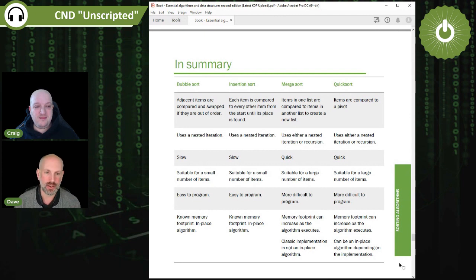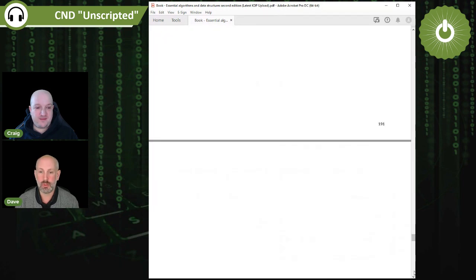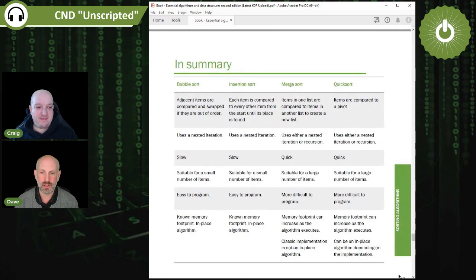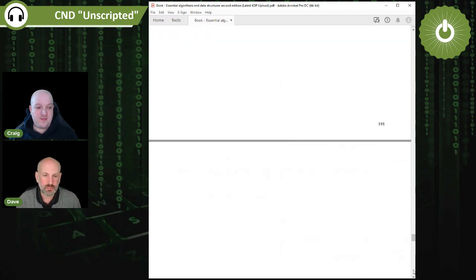But of course, it does make some assumptions about the data structure. But the purpose of this is it's a summary table. I went through the mark schemes and I pulled out the descriptions of these algorithms, and I included those in the summary table here. So, for example, the quicksort can be an in-place algorithm depending on the implementation. And little things like that I've just pulled out by looking through all the mark schemes and everything.